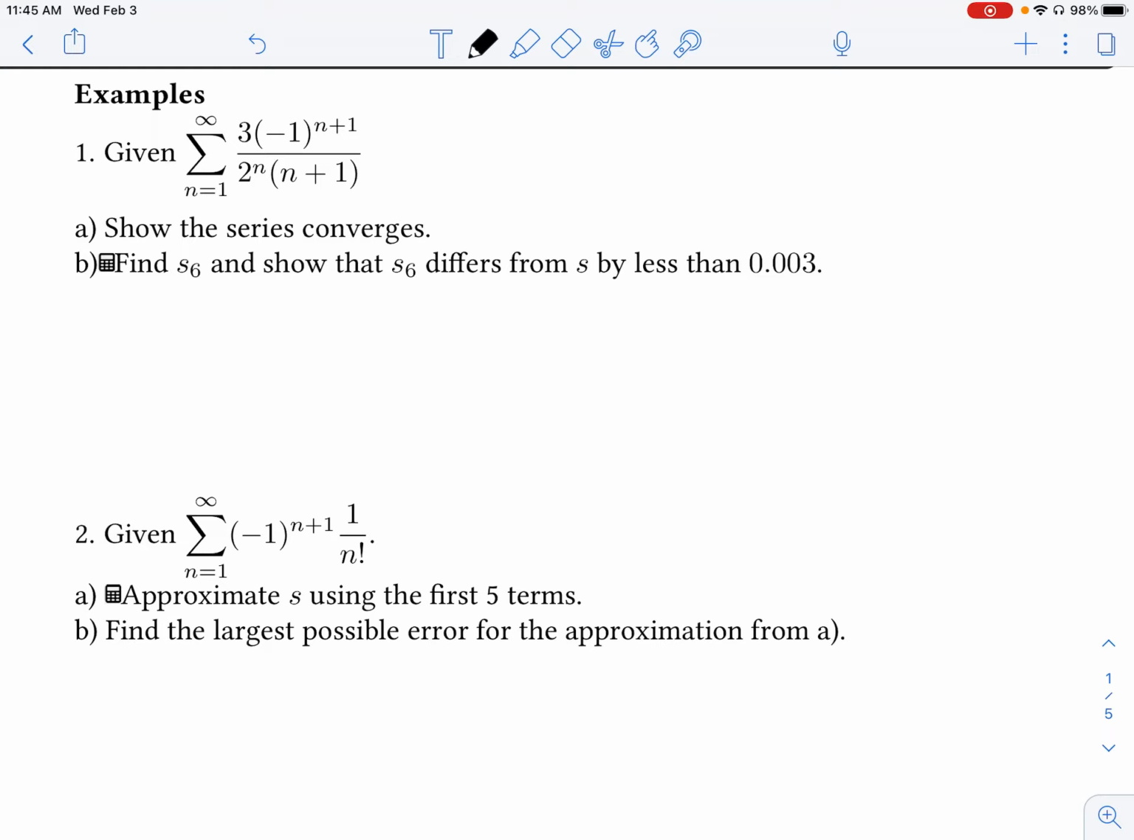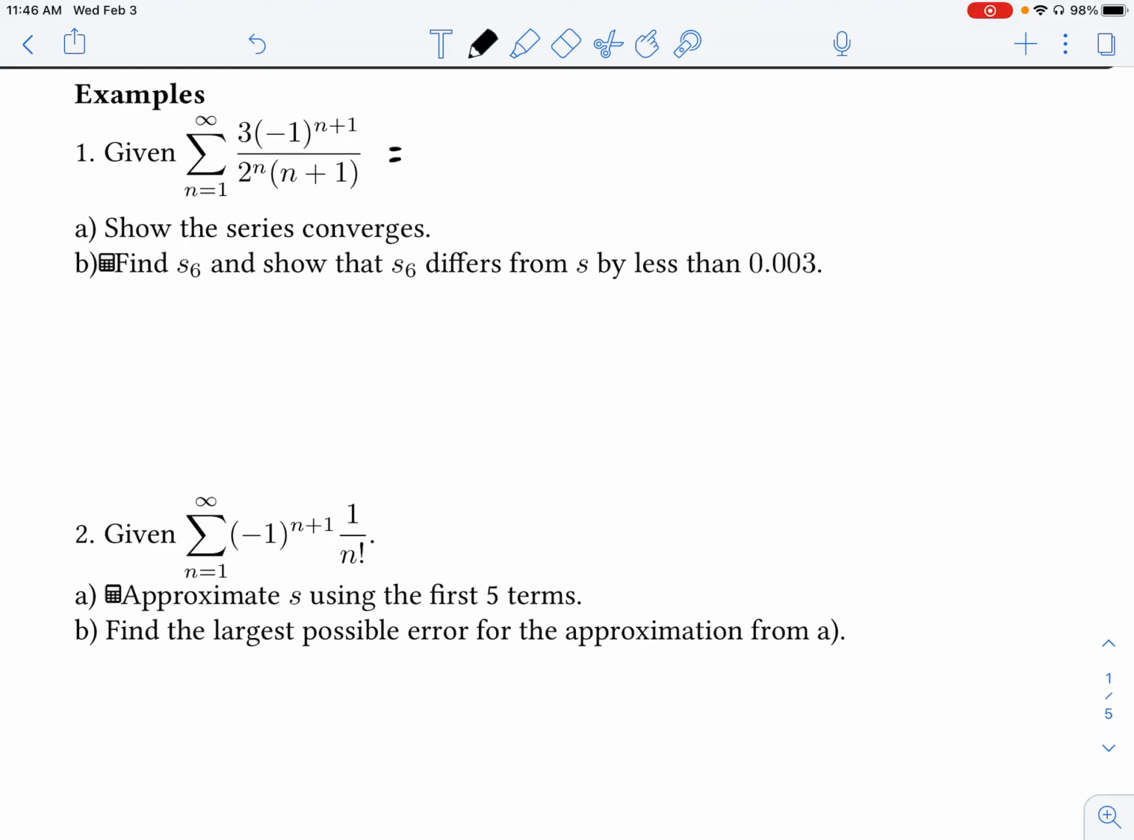Now, you don't have to do this for every single one, but anytime it asks you to, you want to make sure you know how to show that this series does indeed converge. So my first step is to write out the first however many terms in the series. I can see in part B, it's going to ask me for the sixth partial sum, so I definitely want to add up at least the first six terms.